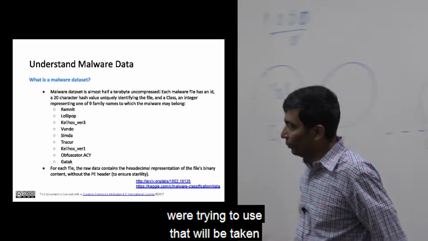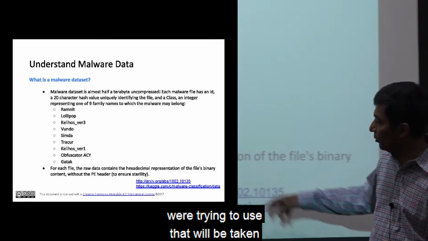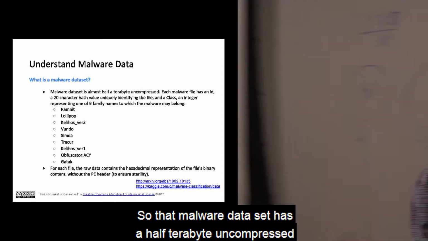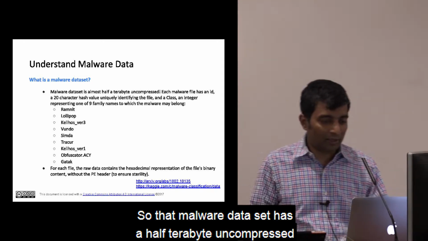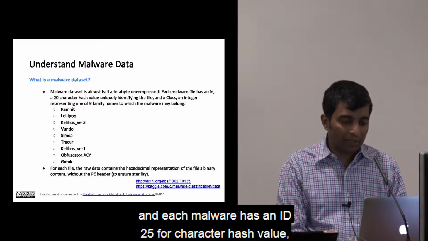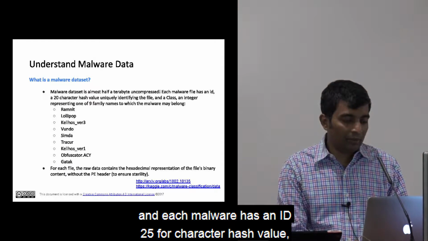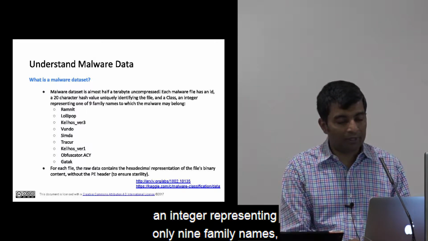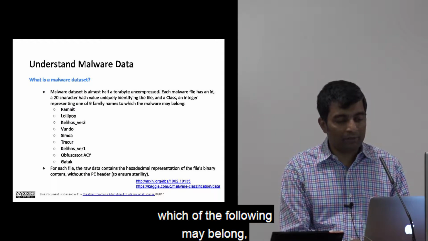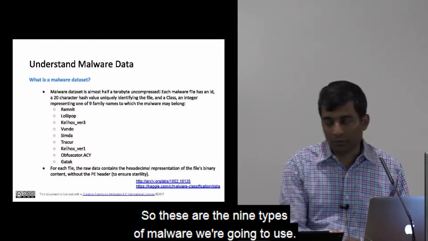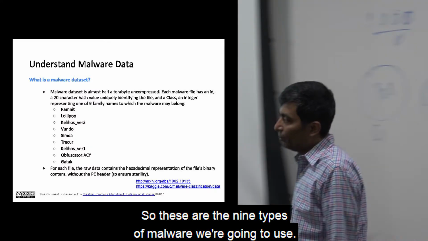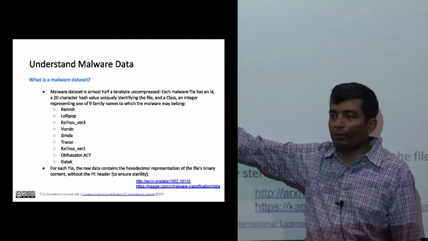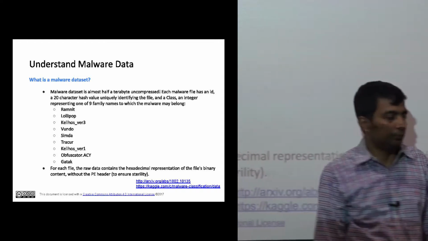The malware data we are going to use in this hands-on will be taken from the Kaggle website. That malware data set is 0.5 terabytes uncompressed, and each malware has an ID, a 24 character hash value, then a class label, what type of malware it is, an integer representing only 9 family names it may belong to. So these are the 9 types of malware we are going to use. Our goal, using machine learning, is, given a malware, to classify it into one of these.